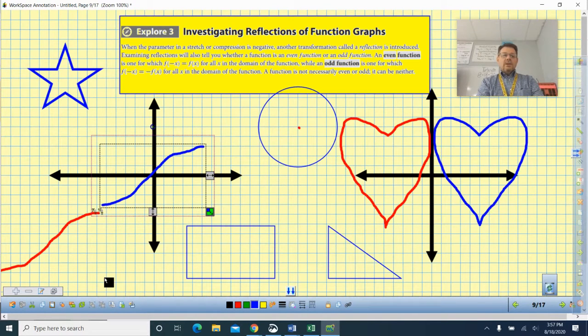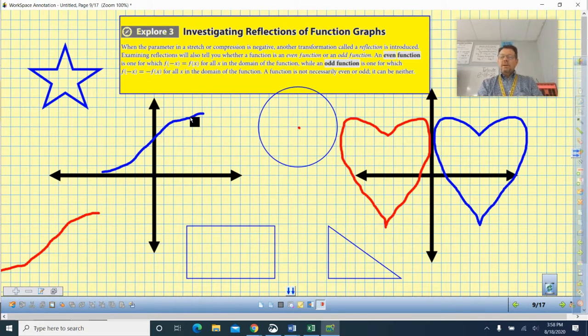So now with even functions, I could grab this guy right here and slide it up the y-axis, right? And I could still get an even function. But what happens with this guy if I rotate it about the origin? So what's going to happen here?